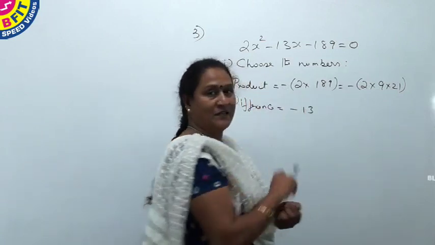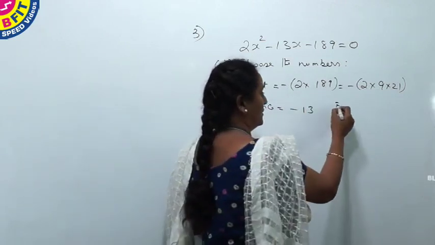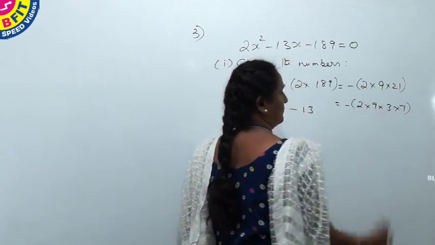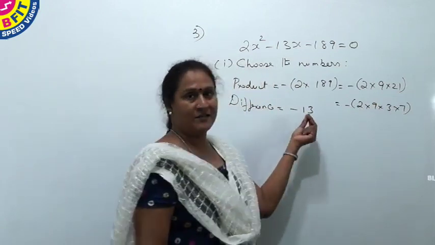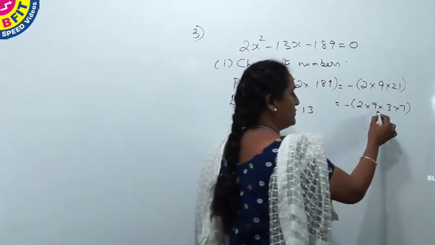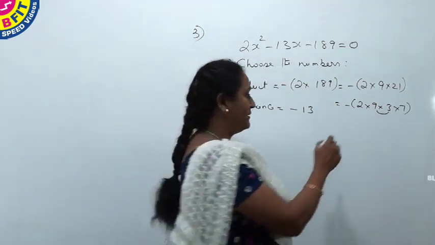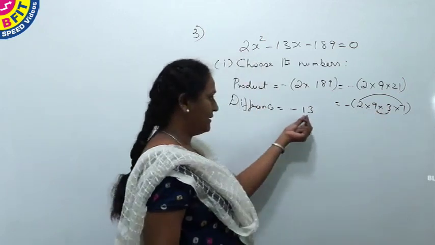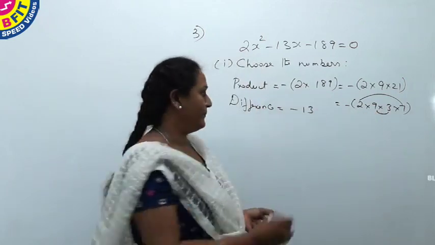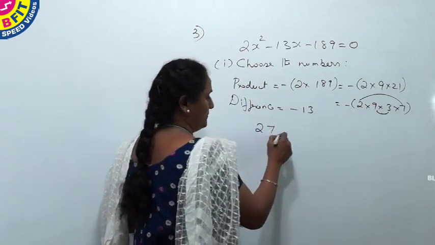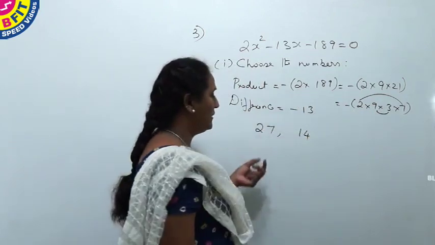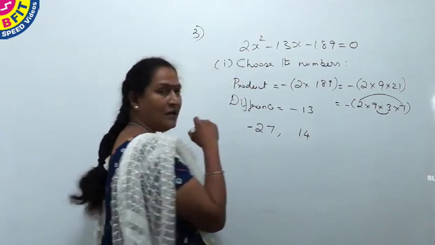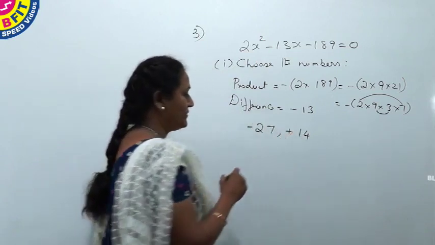So we'll further split these numbers. We need the unit place 3 when we subtract. So we'll choose 9 and 3, 27 product, and 2 and 7, 14. So 27 and 14 when subtracted gives you 13 and product is the same. So the numbers are 27 and 14, and as you need minus 13, give minus for the higher number and plus for the smaller number.